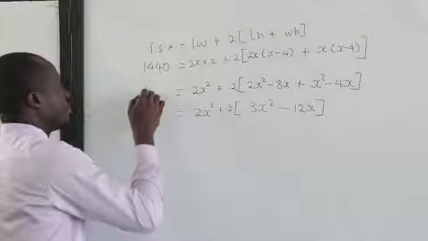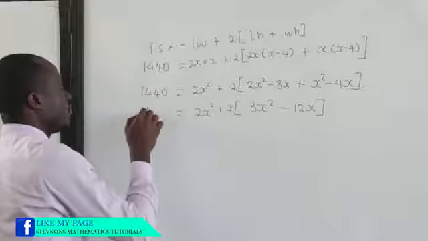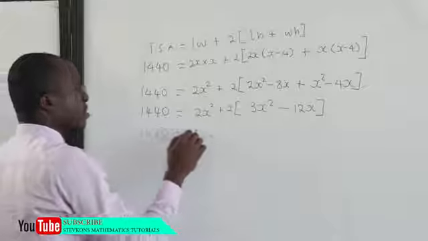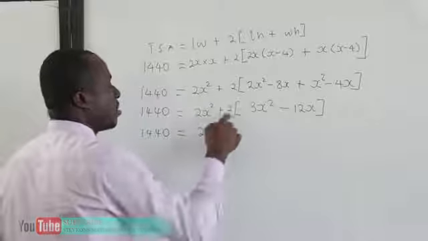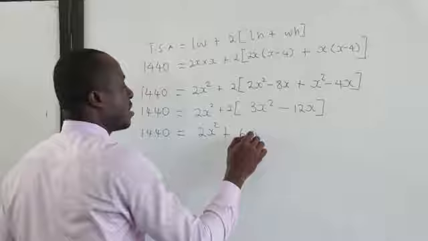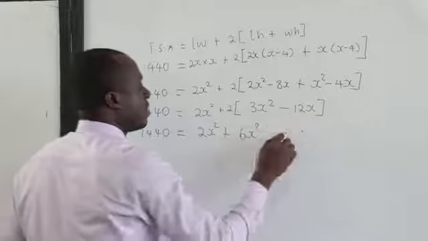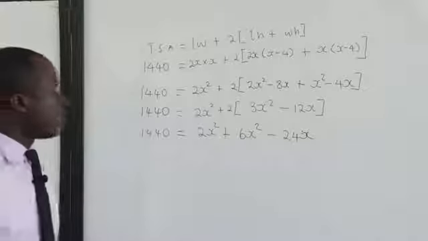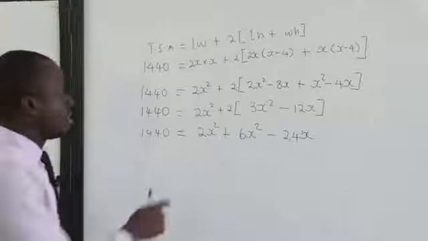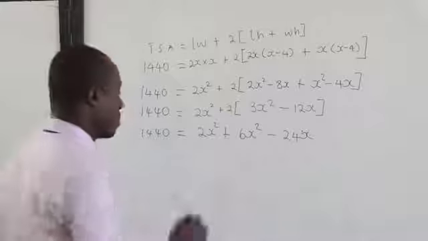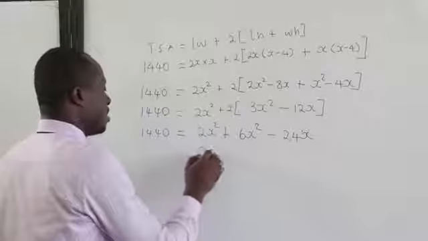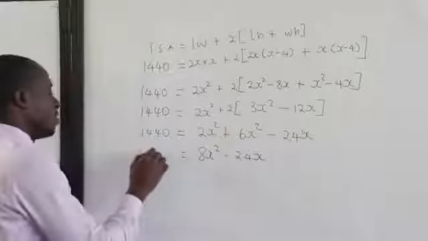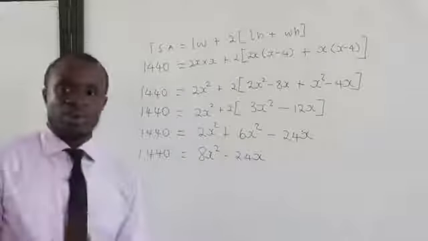We have 1,440. Now, 1,440 equals 2x squared plus 2 times the bracket. Now, 2 times 3, that is 6x squared. 2 times negative 12x is negative 24x. Now, clearly, what can we see here? 2x squared plus 6x squared, and this is giving us 8x squared minus 24x. We have 1,440. We want to find x.